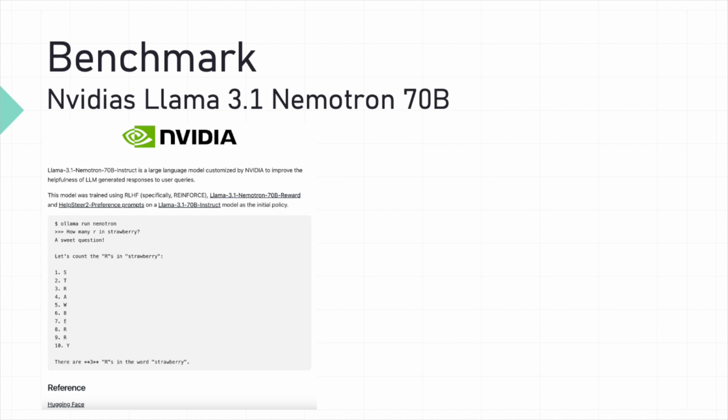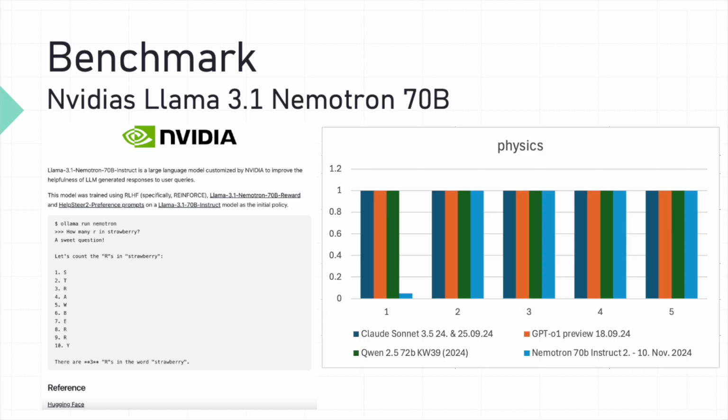In our benchmark, we allow the model up to 5 shots to refine its response. The scoring system works like this. The fewer attempts it takes to produce a working solution, the higher the score. The maximum score is 1 per question, which is awarded if the model produces a perfect solution in just one shot. So far, we tested Claude Sonnet, Qwen 2.5, GPT-01, and now Nemotron.